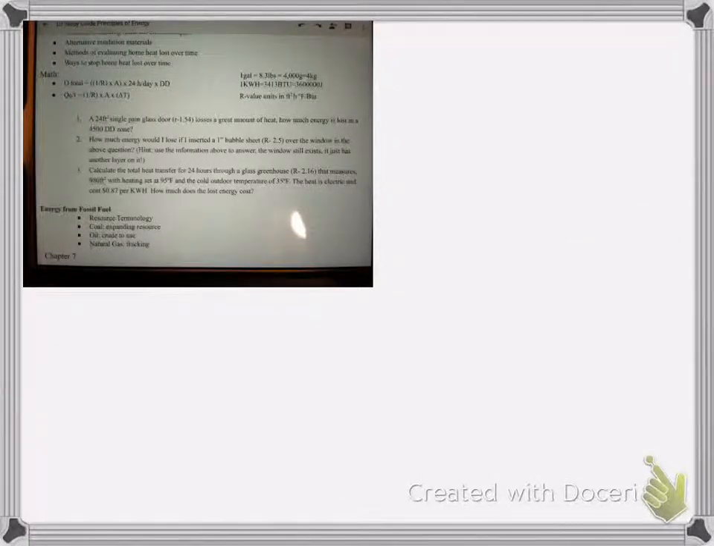All right, question 2: how much energy would I lose if I inserted a 1-inch bubble sheet with an R value of 2.5 over a window in the question above? And it should say door. We went through that in class. I apologize about that. Hint: use the information above to answer; the window still exists, just another layer on it.